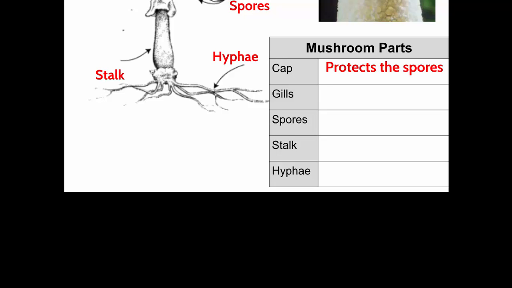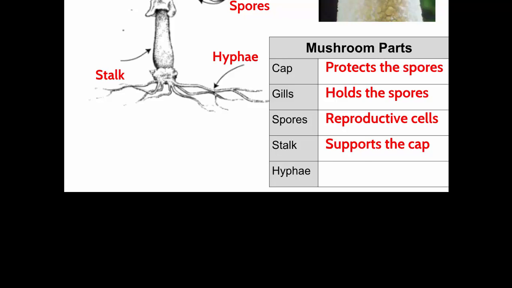The gills are where the spores are produced. Spores are the reproductive cells. The stalk supports the cap, and then the hyphae are where the food is actually absorbed.